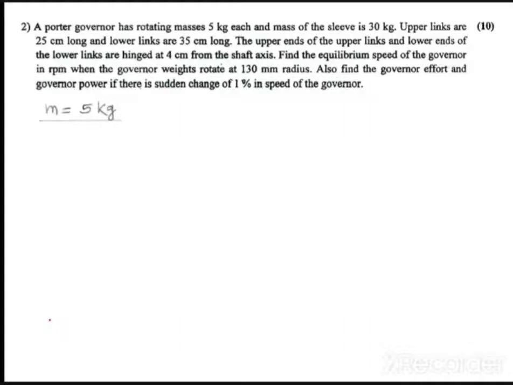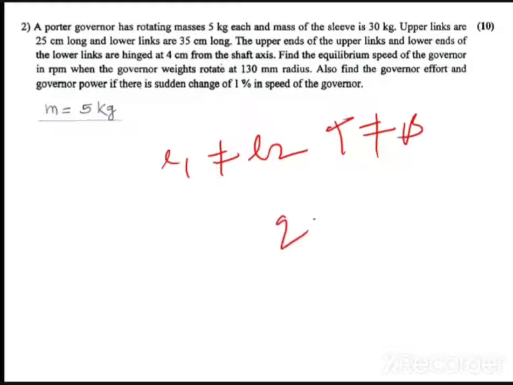So let's start. What is given? A Porter governor has a rotating mass of 5 kg each and the mass of the sleeve is 30 kg. Upper links are 25 centimeters long and lower links are 35 centimeters long. Now you can see from this that upper links and lower links, L1 is not equal to L2. So alpha is not equal to beta. So Q is not equal to 1.